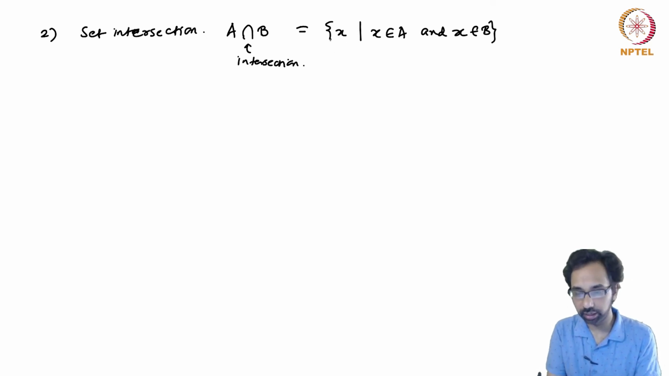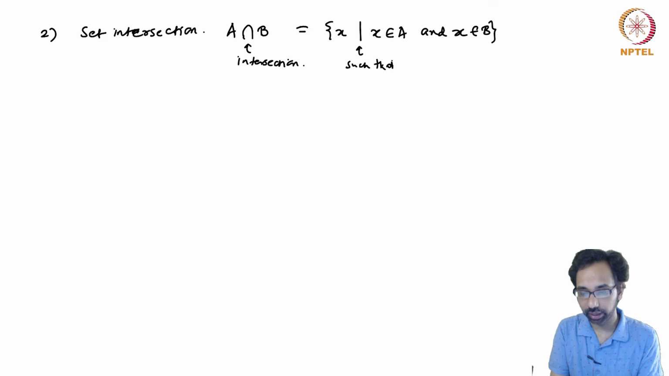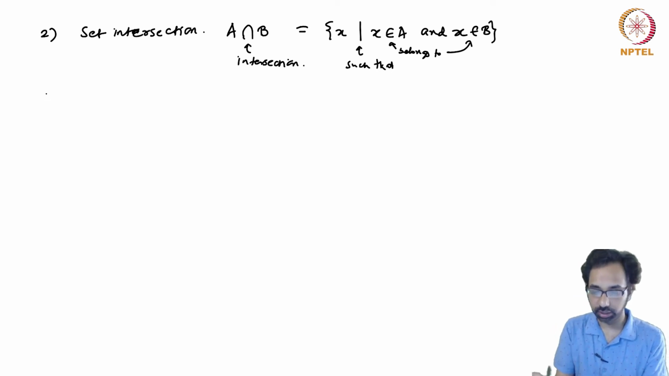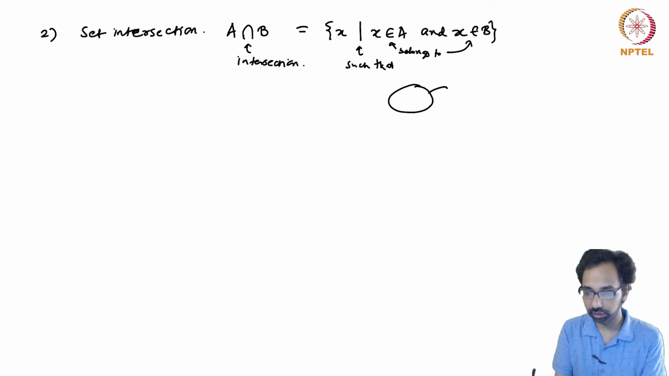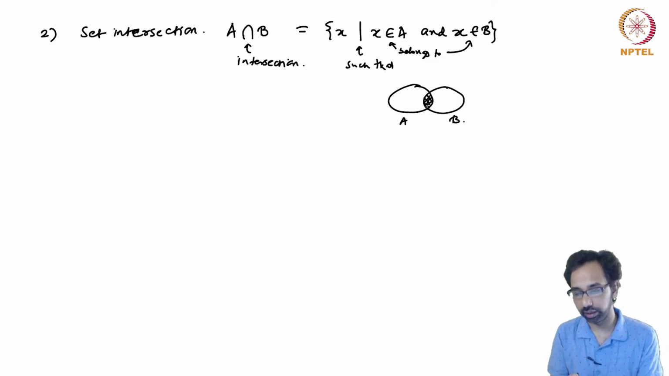Again, we read that this is the set of all elements x such that x belongs to A and x belongs to B. So in mathematical notations, we write it like this. Like we saw in the Venn diagram, the intersection of A and B is where the two sets overlap.